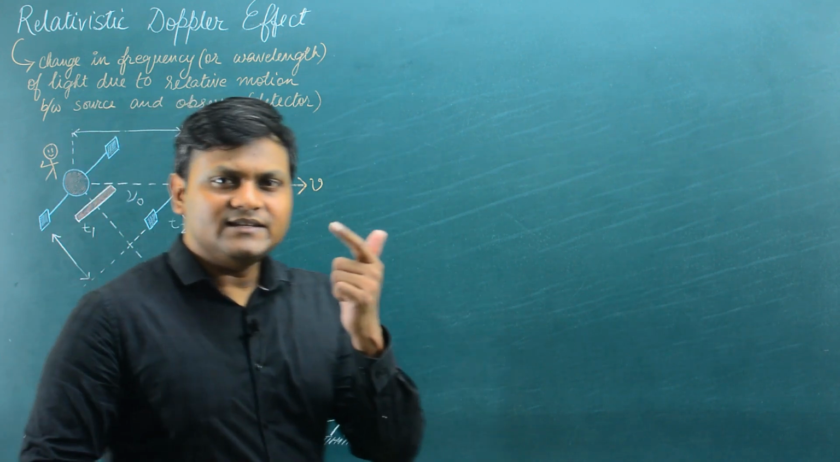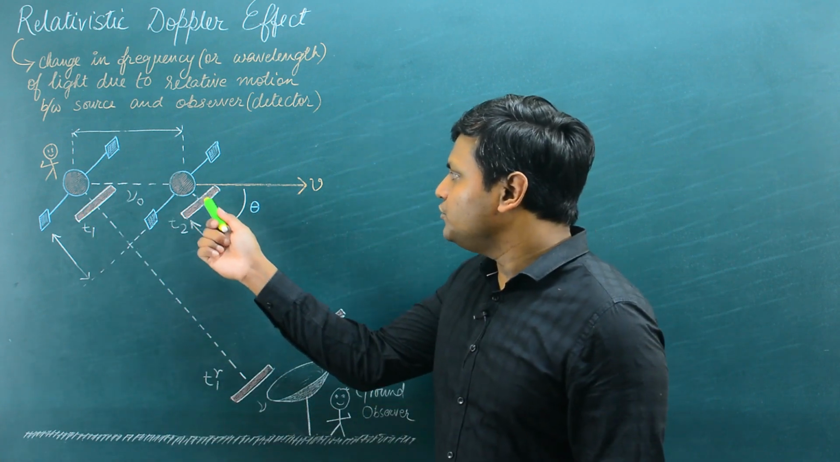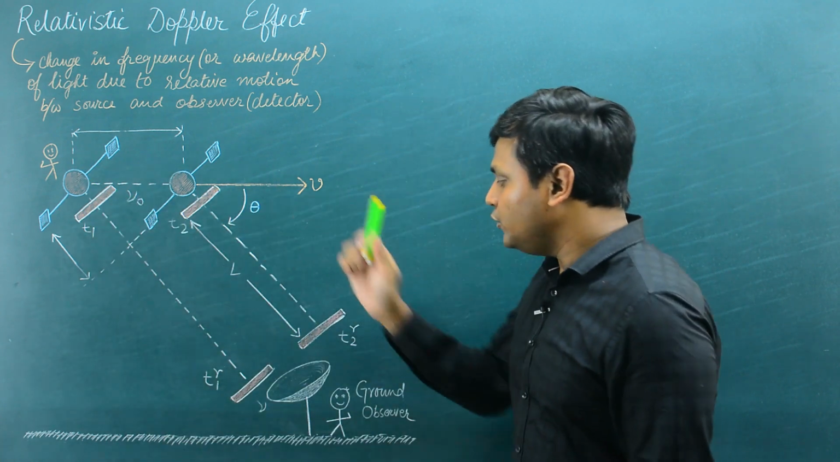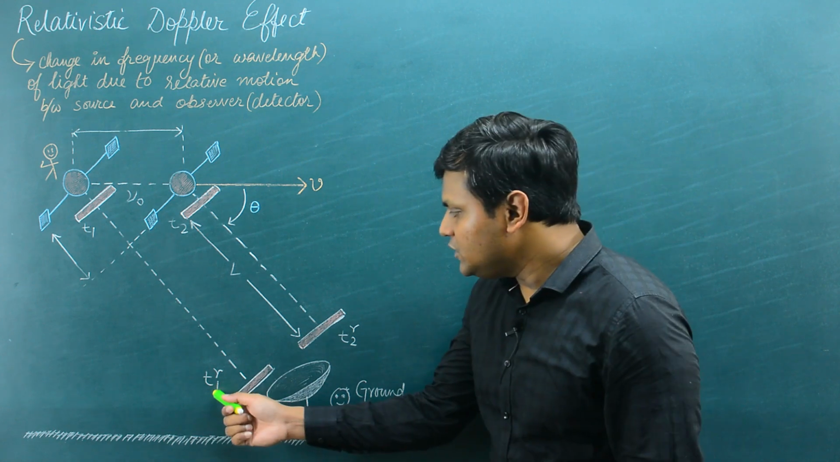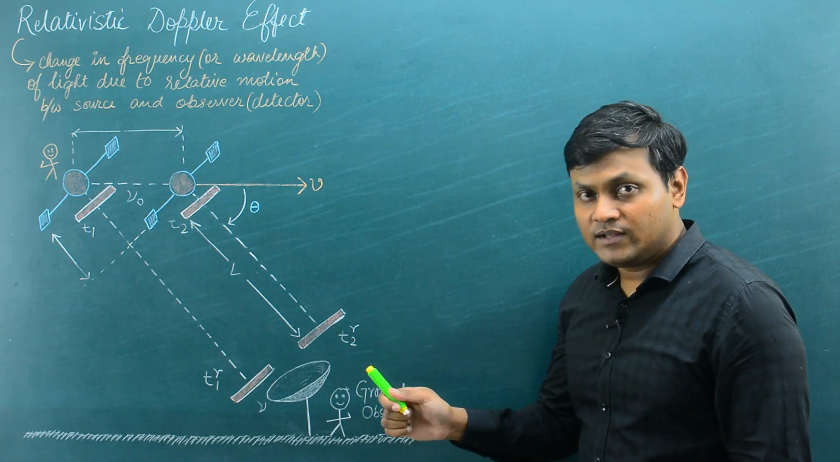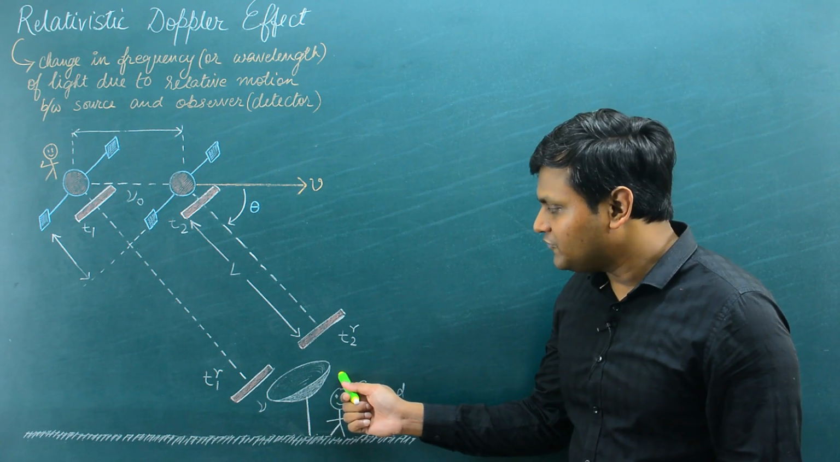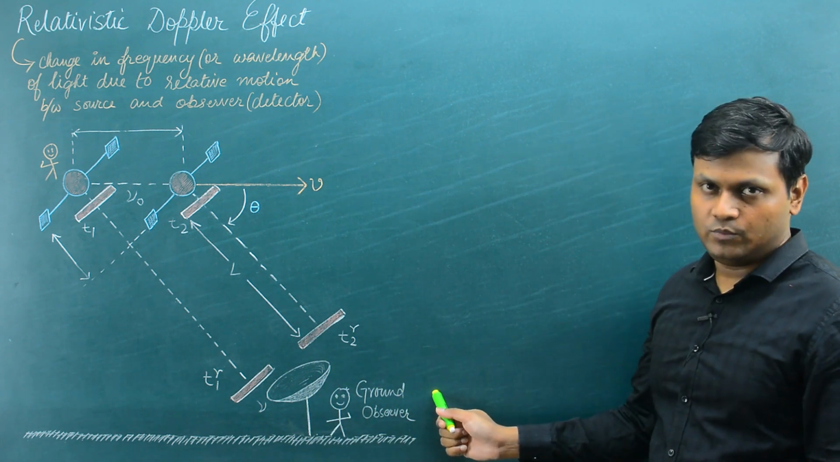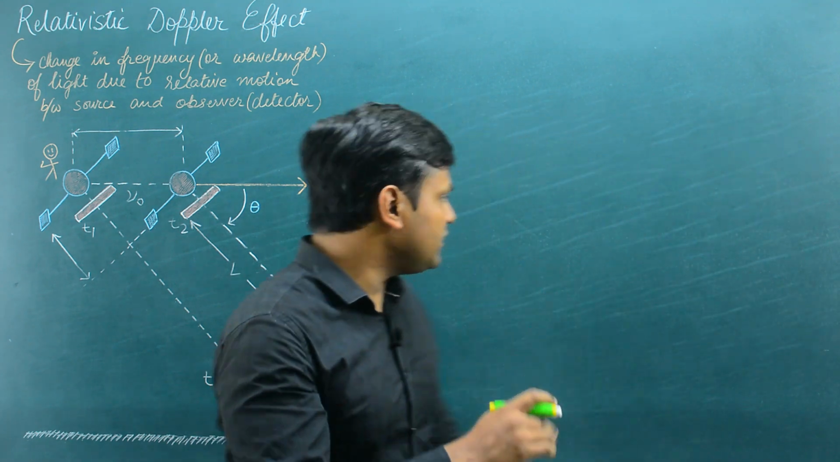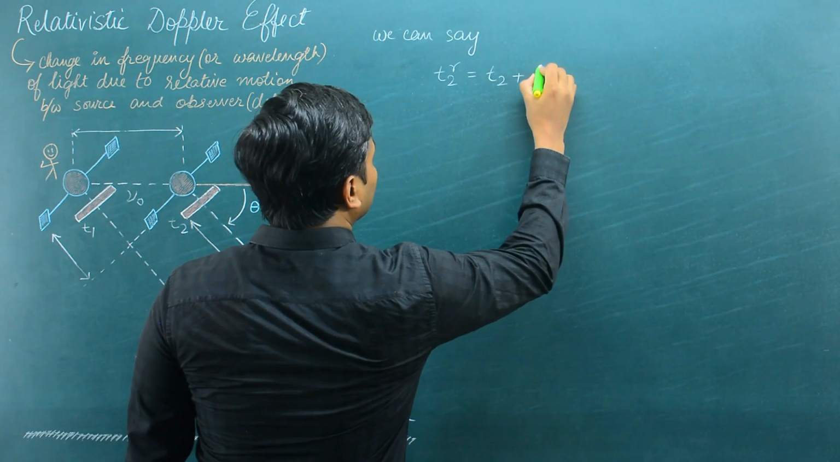So T1 and T2 are the time periods at which two signals are being emitted by the satellite with respect to a ground observer, and T1R and T2R are the time periods at which both these two signals are received by a detector on the ground, one after another with respect to the same ground observer. So let us write a couple of equations which are very much obvious from this setup.